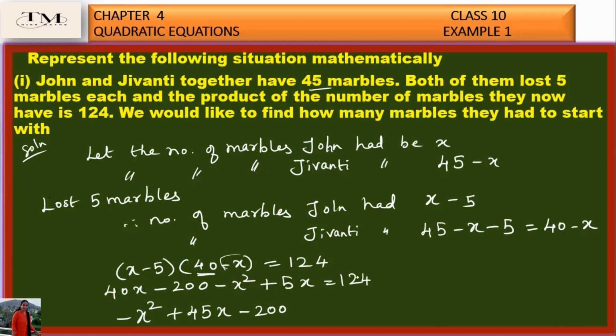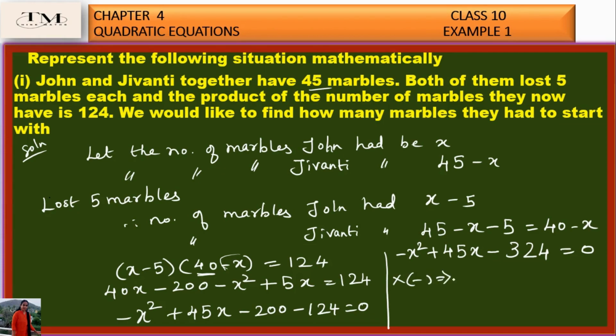If we bring this 124 to the LHS, plus 124 will become minus 124, which is equal to 0. So we get minus x square plus 45x. If we add the constants, because both are negative, we put a minus sign and add. First the ones place, 0 plus 4 is 4. Next the tens place, 0 plus 2 is 2. Next the hundreds place, 2 plus 1 is 3. So minus 324 equal to 0. As the coefficient of x square has a minus, we can multiply by minus.